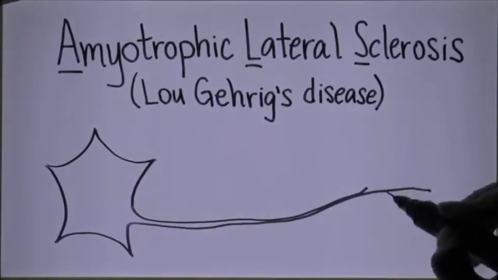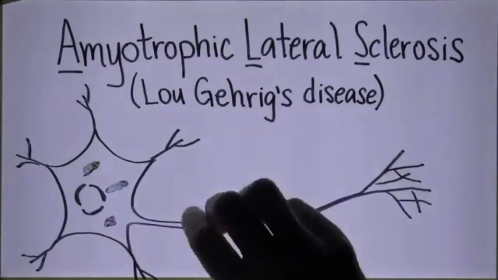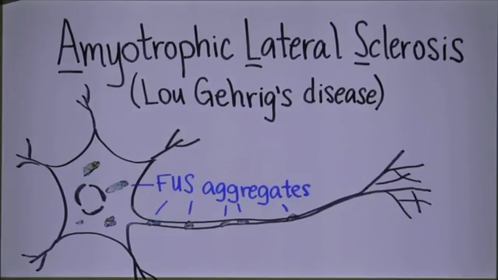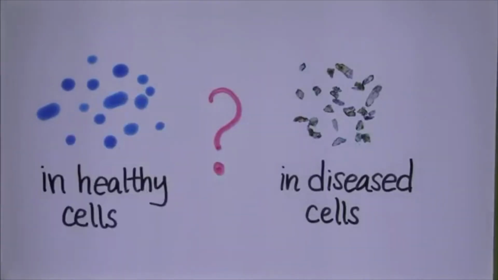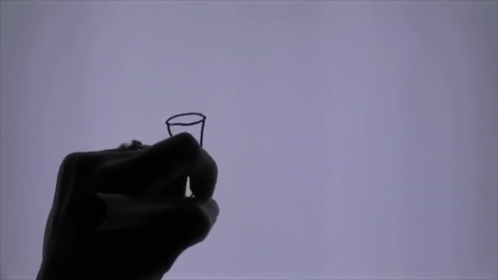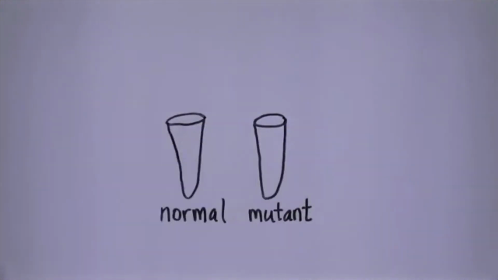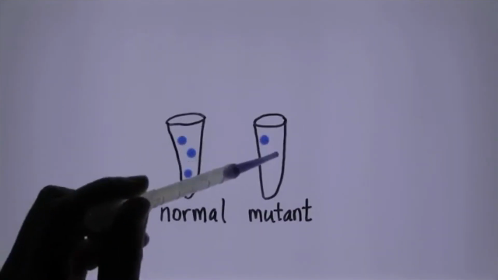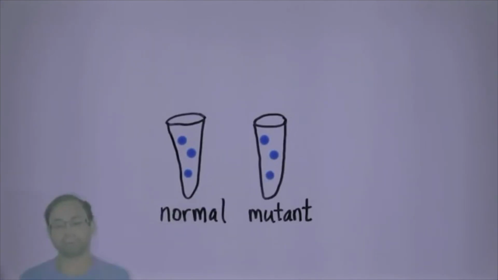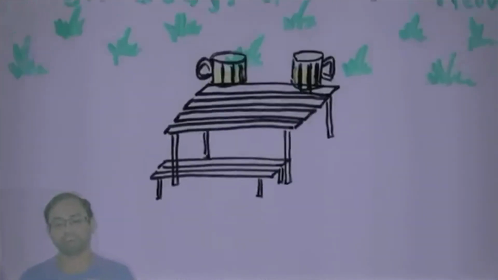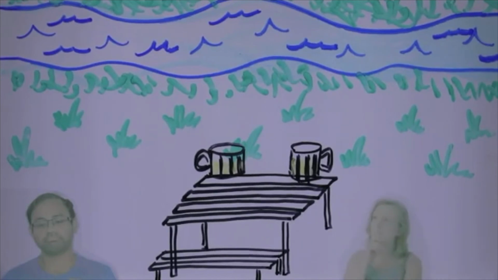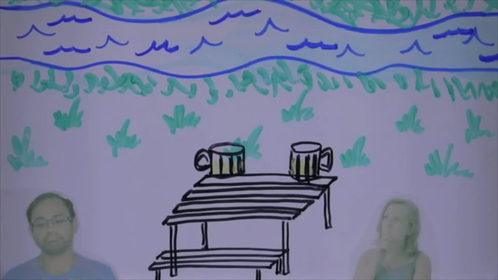In patients with ALS, FUS forms aggregates in motor neurons. So if FUS behaves as a liquid in healthy cells, why does it form aggregates in disease cells? We made versions of FUS that contain the same mutations that are found in ALS patients. However, we were a bit disappointed that in a test tube, the mutant proteins behave exactly the same as the normal proteins. One evening, while discussing this with Louise Jaworth, we realized the results made sense.